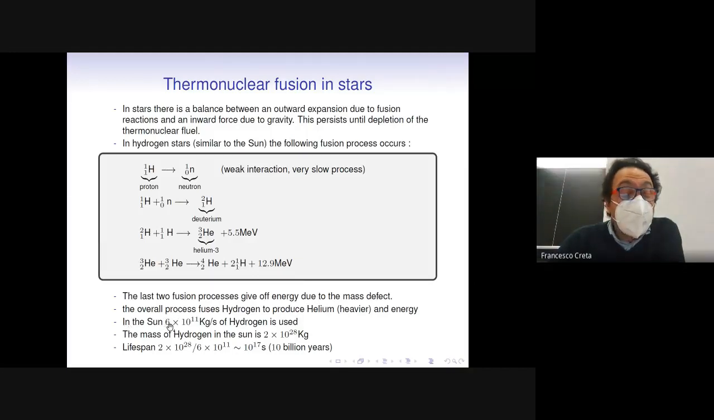Well, the sun has this mass. Actually, this is the mass of hydrogen in the sun, 2 × 10^28 kilograms. And this is the rate at which the sun burns or fuses hydrogen. So you can roughly estimate by dividing these two numbers that the sun will last overall 10^17 seconds, so about 10 billion years. But bear in mind that we've gone far more than half of that time.